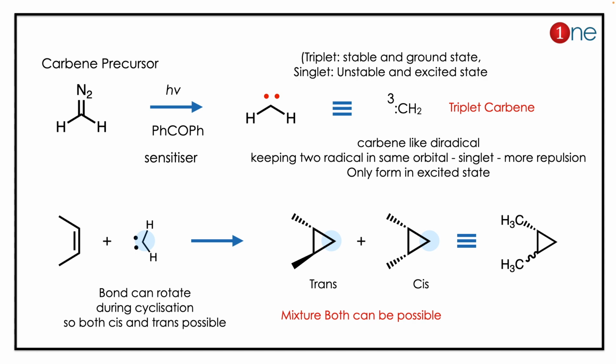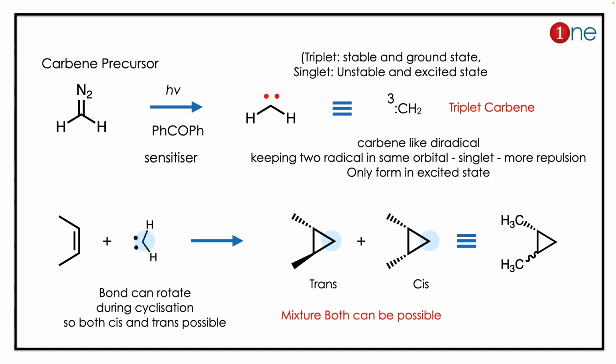Here you have a carbene precursor and you are shining the light. You have carbene formation. Here the benzophenone is the sensitizer. The carbene forms as a triplet carbene. Here the triplet carbene is more stable. Singlet carbene is less stable because of holding the electrons in the same orbital. Repulsion is more.